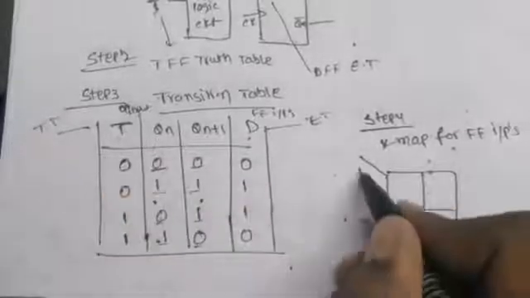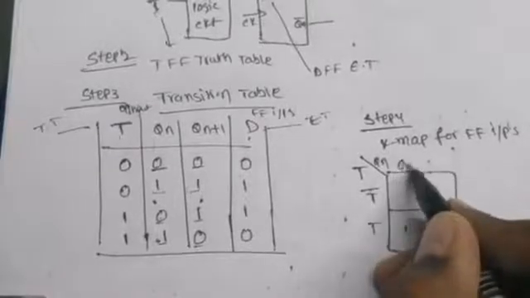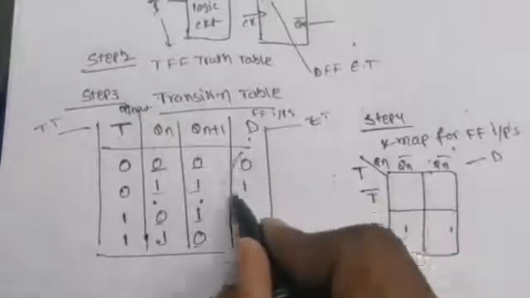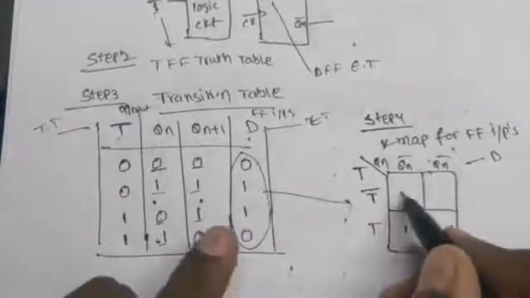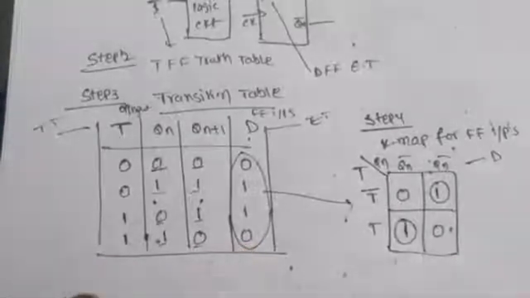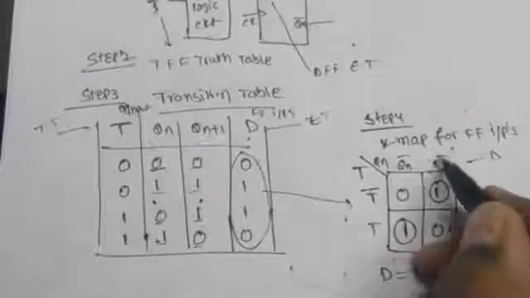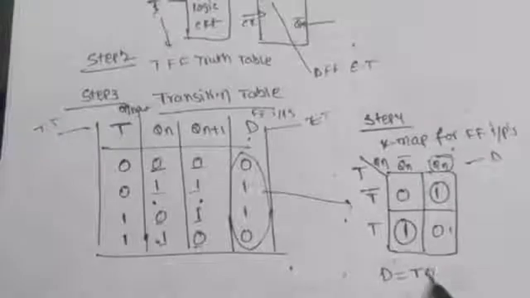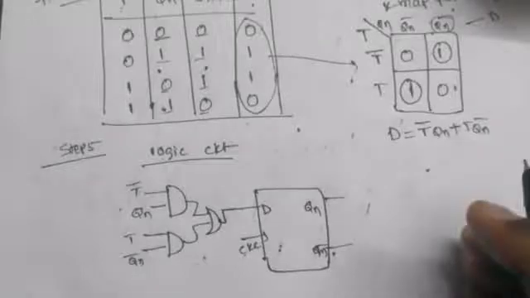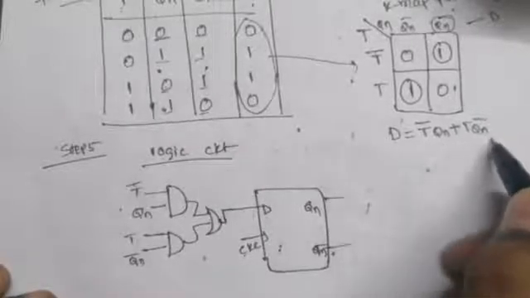Using the excitation table, you can consider a two variable Kmap. The inputs are T and Qn. This is T bar, T, Qn bar, Qn. Fill it for D, taking D from the table and substituting it here: 0, 1, 1, 0. These two are isolated pairs. So D is equal to T bar Qn plus T Qn bar.